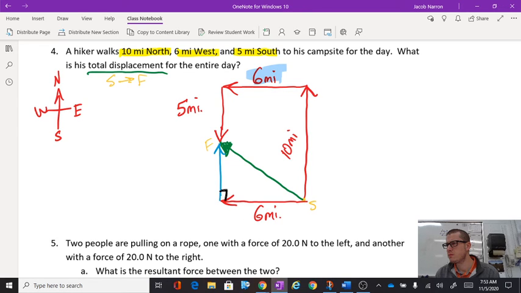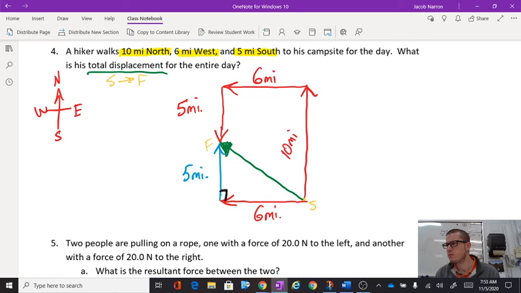And I also know that this blue arrow over here is going to be 5 miles. You just have to look at the way I drew my picture. If he went 10 miles up, but he came back 5, he only went 5 north. And so that's how I end up getting this.